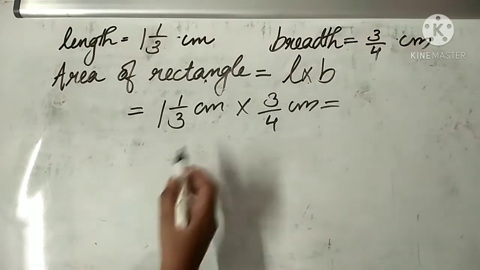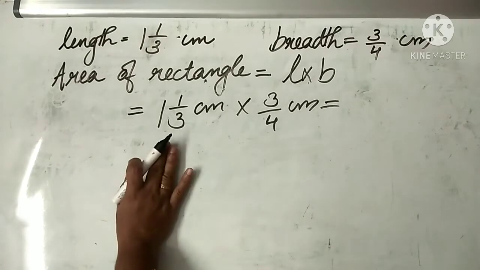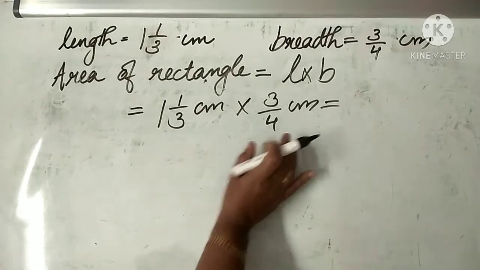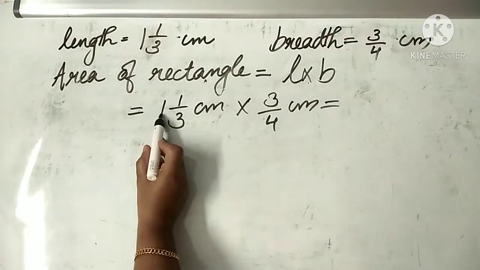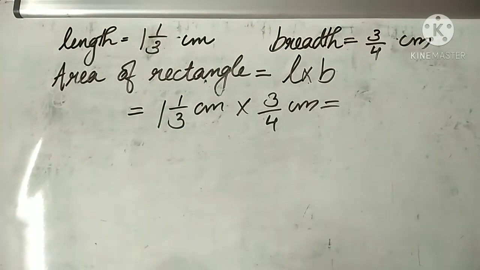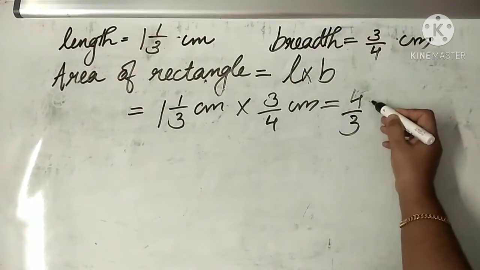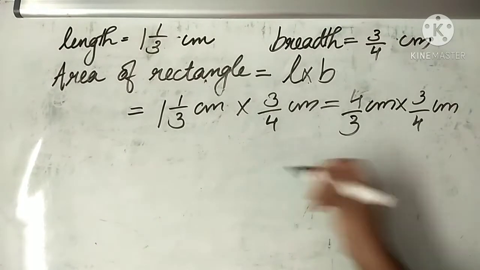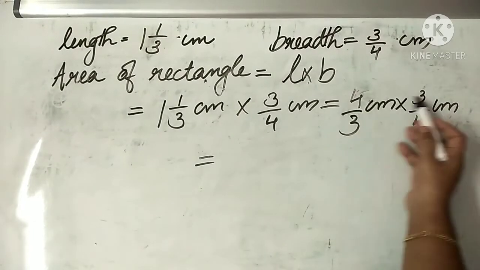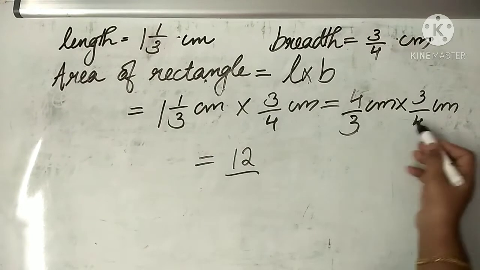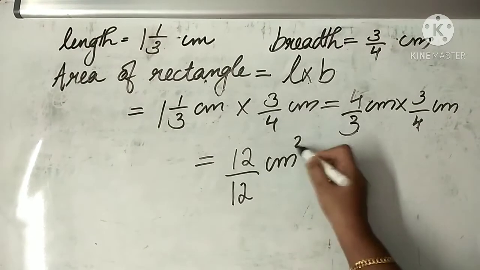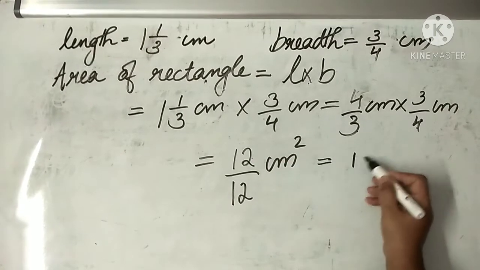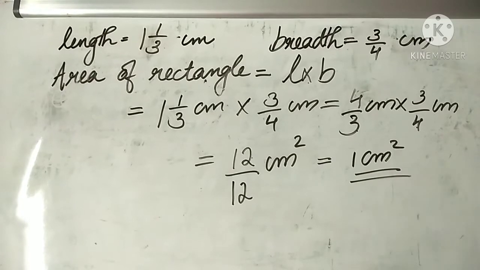Here we have to convert only this number. Only this number is a mixed fraction. So we can convert this mixed fraction into improper fraction. This fraction we can write as same. So this is 1 3s are 3, 3 plus 1 is 4, 4 by 3 centimeter into 3 by 4 centimeter. Now we can multiply directly. 4 3s are 12 by 3 4s are 12 centimeter square. 12 by 12. In 12 table, how many times 12 will go? 1 time. So 1 centimeter square is the answer.